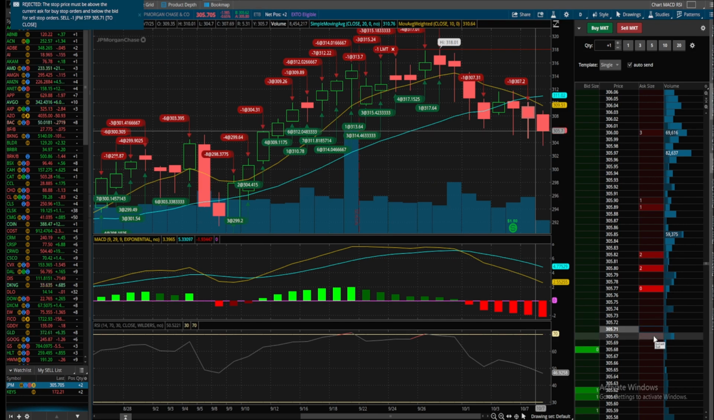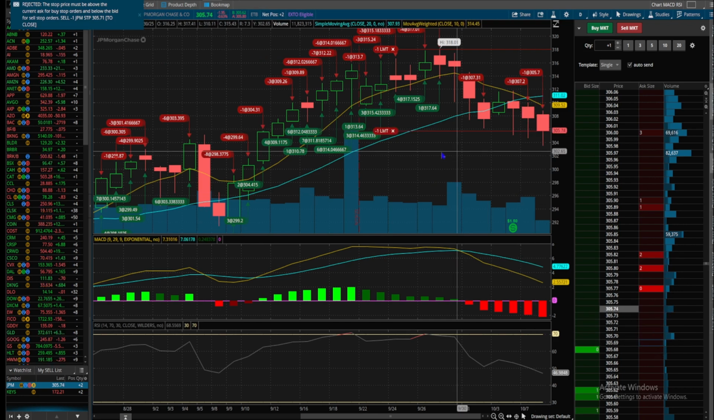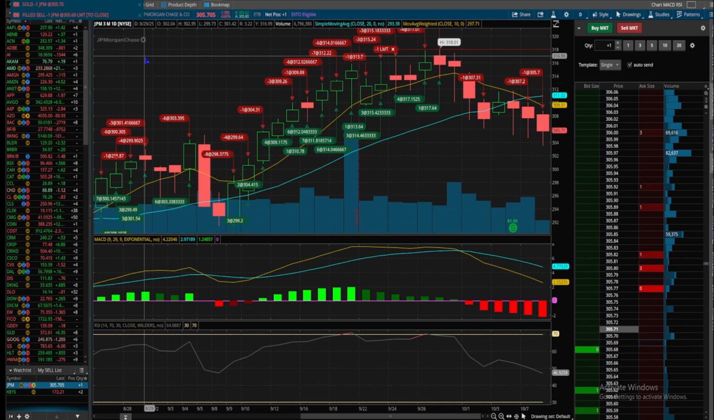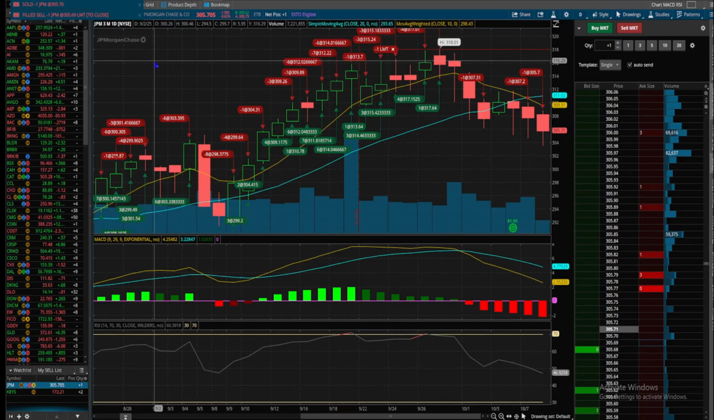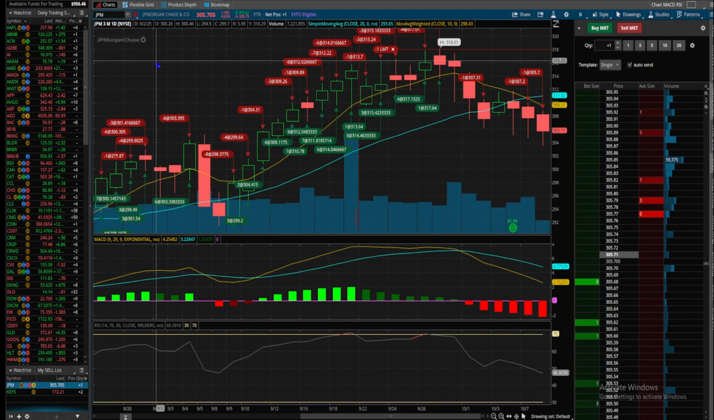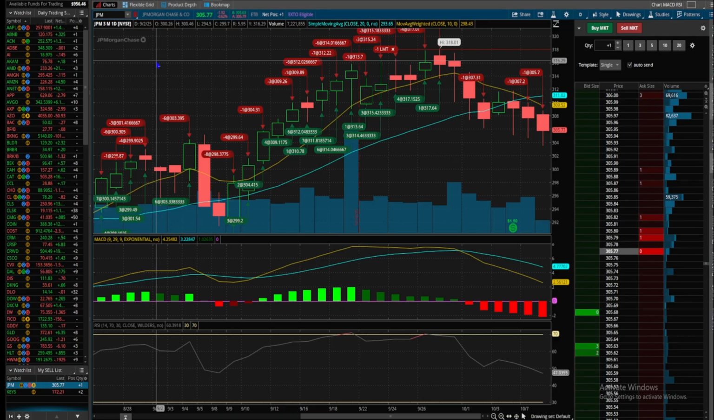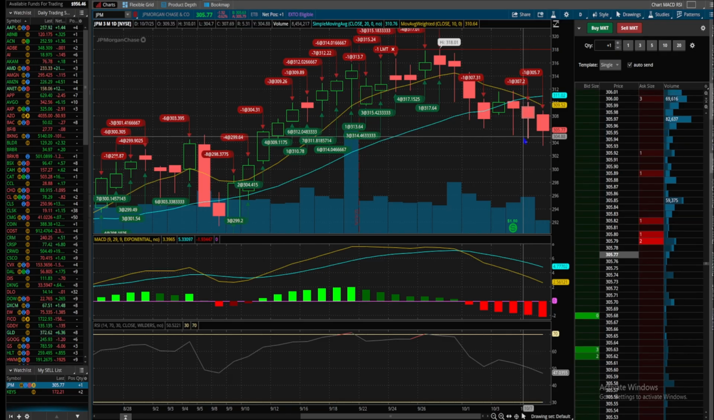And it's got to be above. Let's hit this again. So 305.70 from 297. So we'll round that up to 298, and we'll round the sell price up to 306. So that's roughly an $8 profit on the sell of 1 share of JP Morgan.